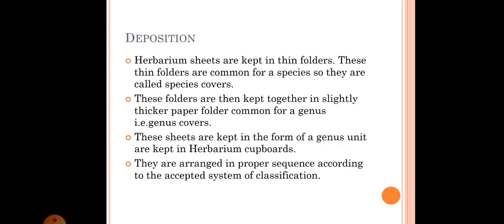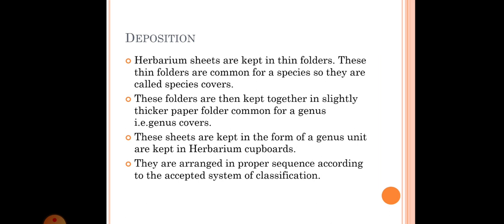Then next, deposition. The herbarium sheets are kept in thin folders. These thin folders are common for a species, so they are called species covers. These folders are then kept together in a slightly thicker paper folder common for a genus, that is the genus covers.